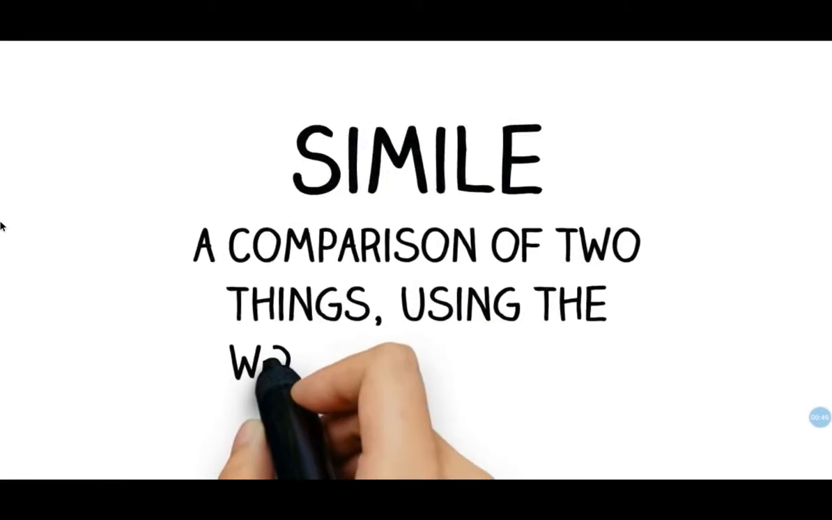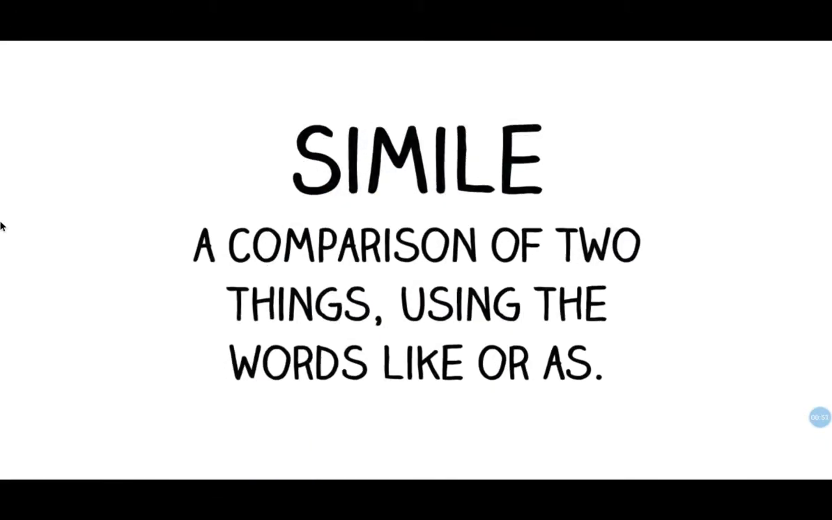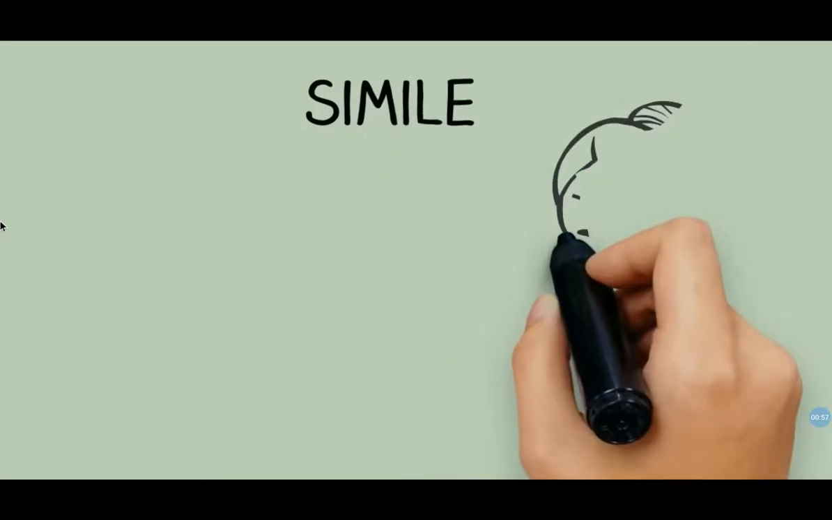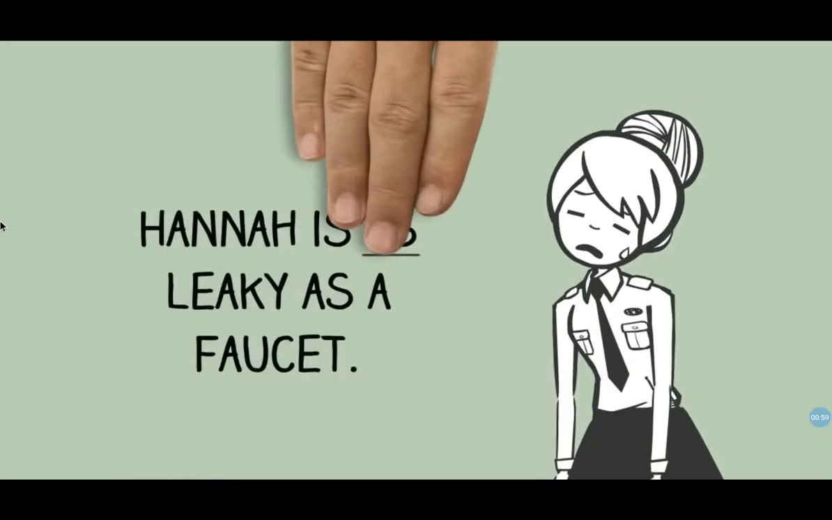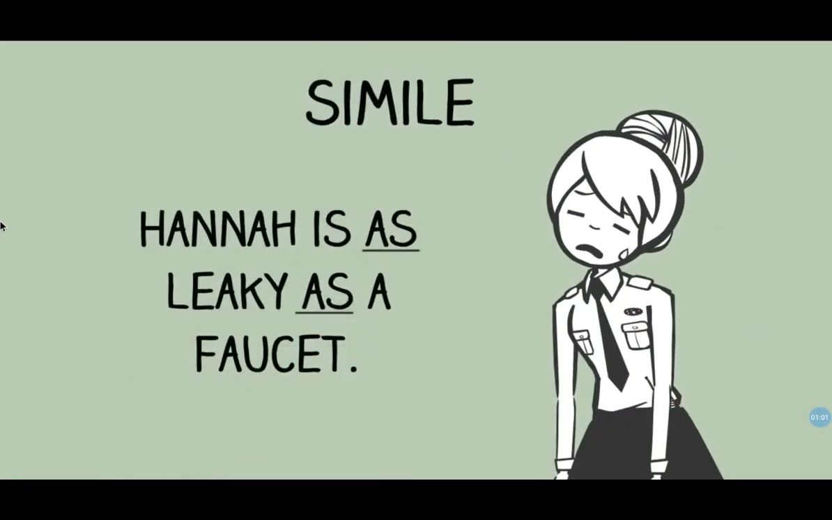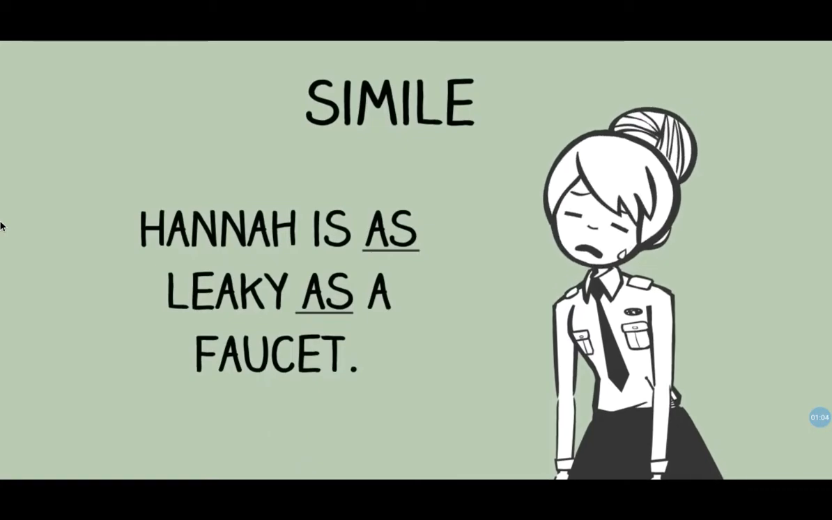So first we have simile, which is a comparison of two things using the words like or as. And now we'll see an example of a simile. Hannah is as leaky as a faucet. Now, faucet is another way to say a tap, obviously because she's crying.